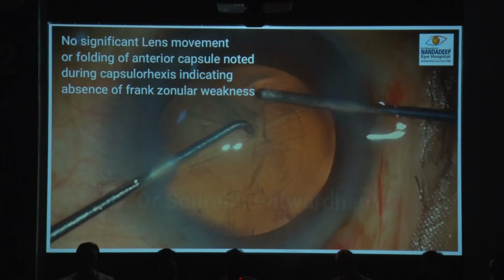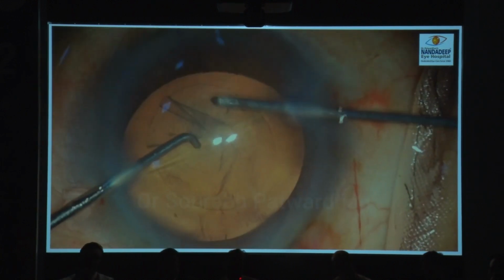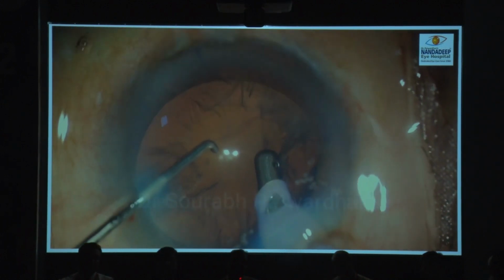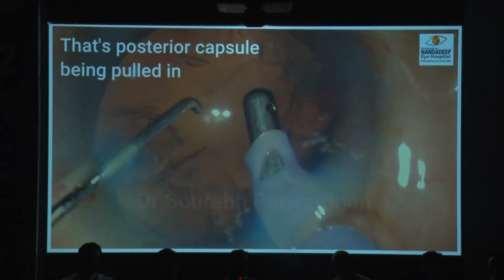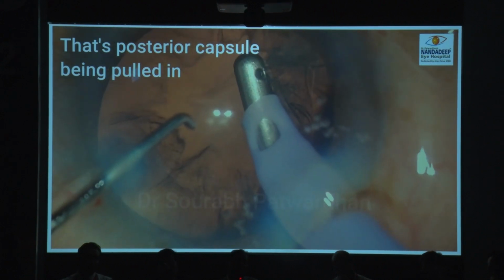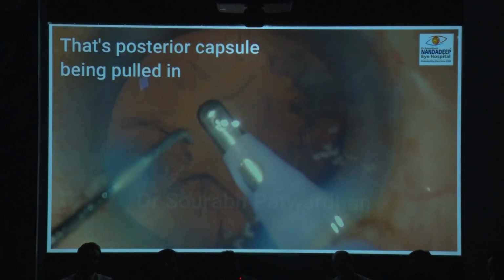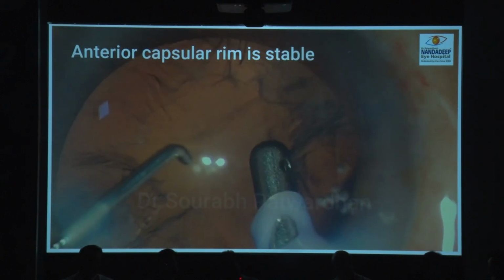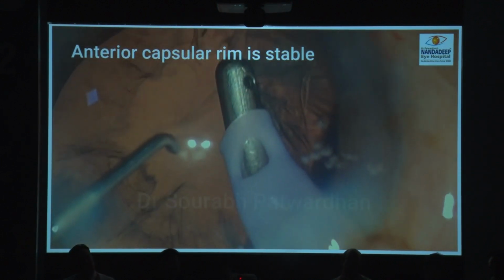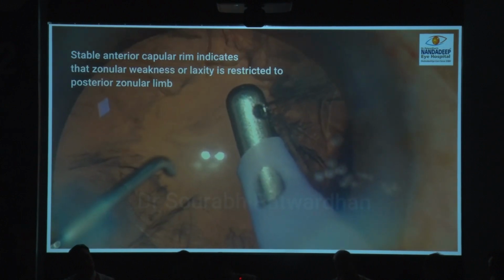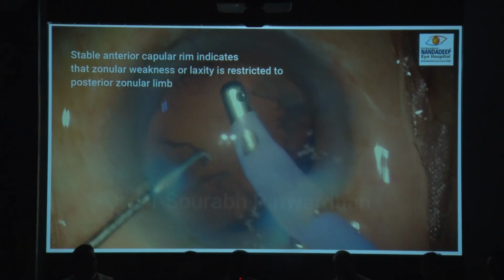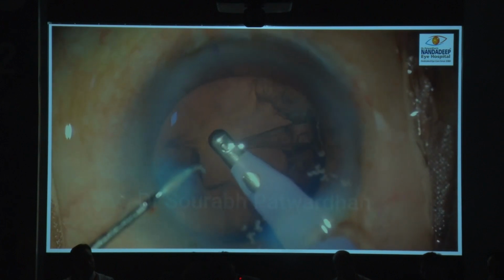But as we move on to phaco and cortex aspiration, we notice that when we try to remove the cortex, there is posterior capsule being pulled in along with the cortex, indicating that it is not supported by the posterior zonular complex. At the same time, the anterior capsular rim appears stable and there is no movement of the anterior capsule rim. Stable anterior capsule rim indicates that zonular weakness or laxity is restricted to the posterior zonular limb here.